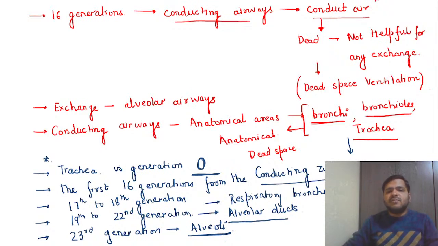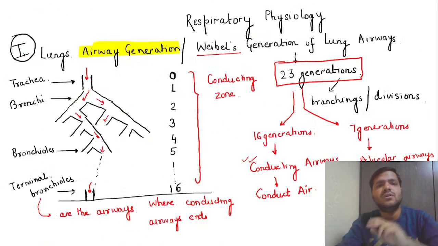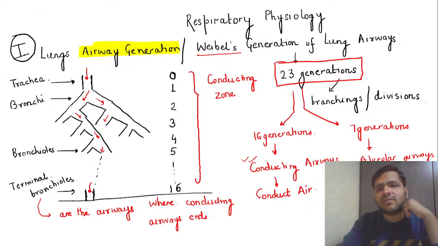So these are small MCQs that you have to remember. These are five important parts from the diagram that we have discussed. This is a continuation diagram that you have to learn. That is all called the lungs airway generation.